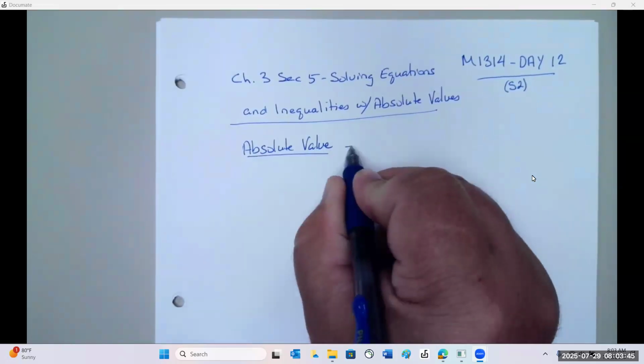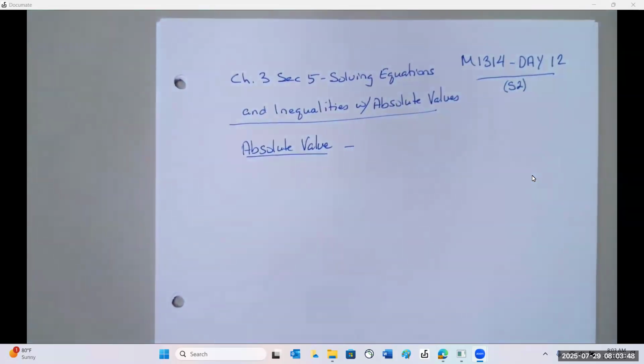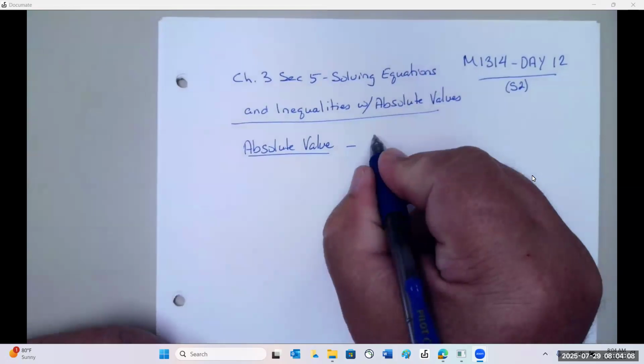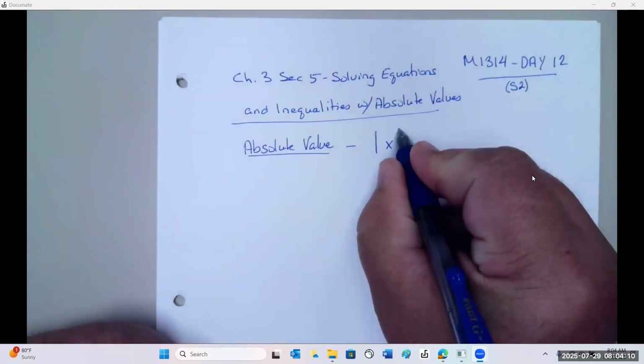What is an absolute value? This is from what you've learned in high school. What's that? Okay, that's one property of it. Yes. What does it look like? It's just, yeah, the absolute value looks like this.